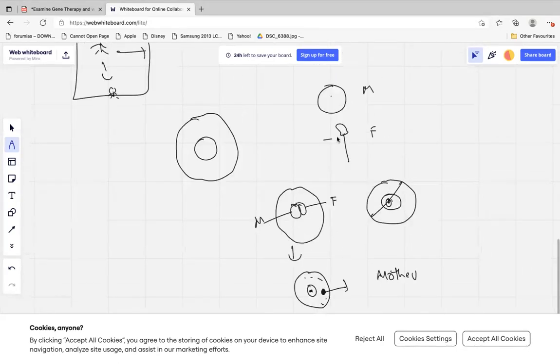Only the sperm cell's nucleus will go into the mother's cell. The rest of the egg cell is the same. The father's nucleus will also enter, so this egg cell will accept these two parts, and the rest will be the same. There is a mitochondria and this fertilization will happen. Now, this mitochondria is defective, so we have to make sure it is replaced.